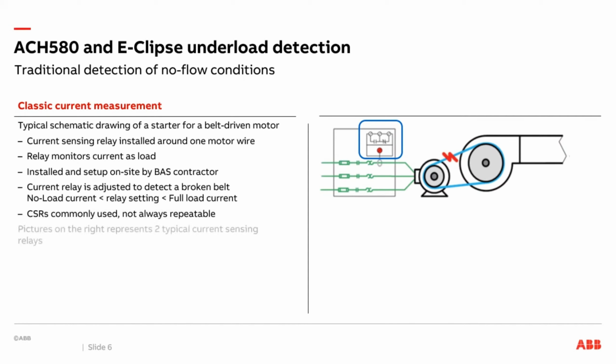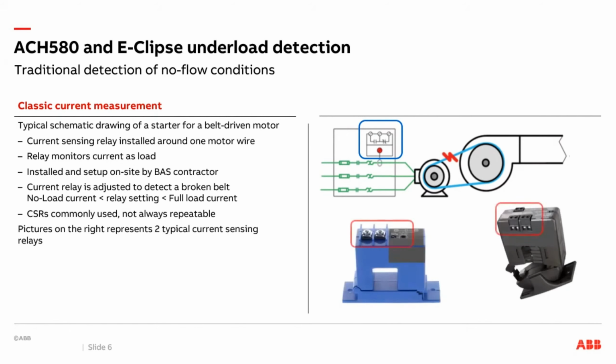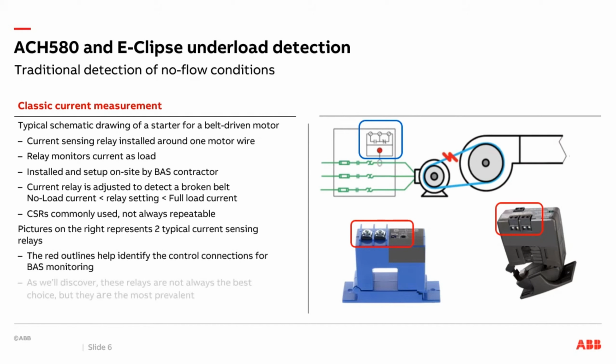The pictures on the right represent two typical current sensing relays. I've added red lines to highlight the control terminals. And as we'll discover, these relays are not always the best choice, but they are the most prevalent.